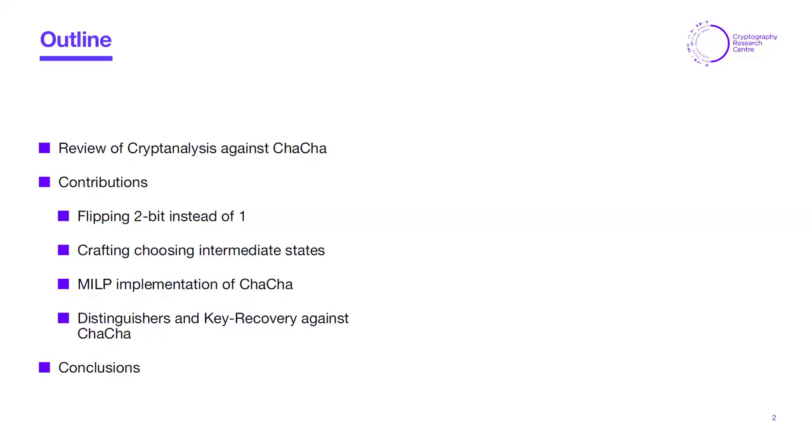This talk is divided in three parts. In the first part, we'll do a review of cryptanalysis against ChaCha. After, I will explain the techniques and our implementation that we did to improve the state of the art regarding cryptanalysis against ChaCha, and finally the conclusions.